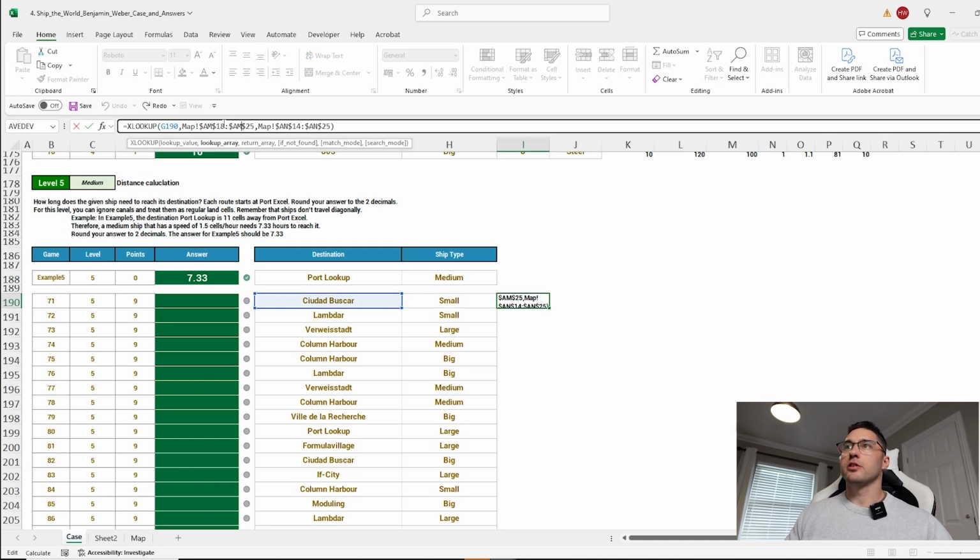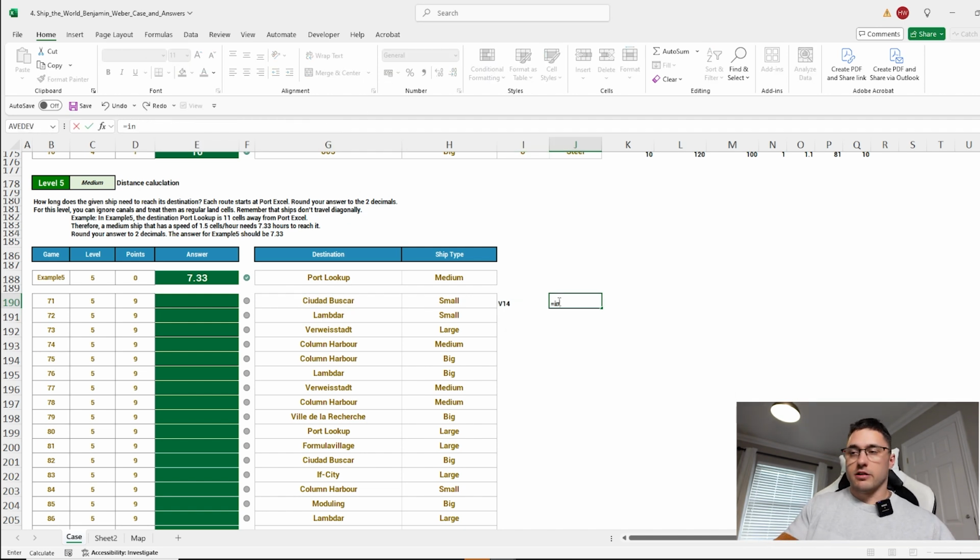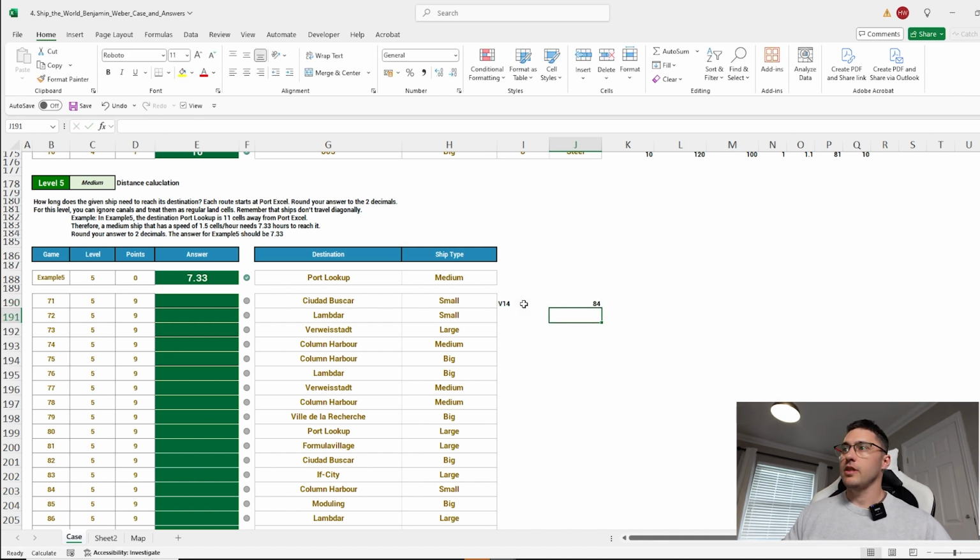My mouse sometimes unclicks when I'm highlighting things. So there we go. Then we can say indirect of map and that cell, and we have a distance of 84. Let's actually drag this up so you can see it for the example as well. And then we want the speed of the ship.